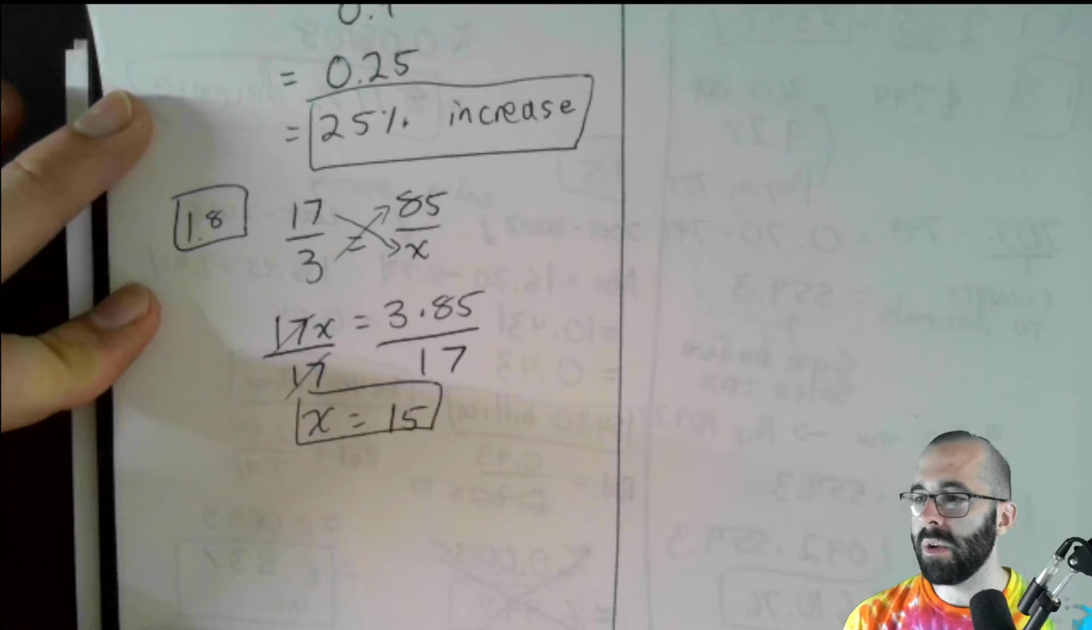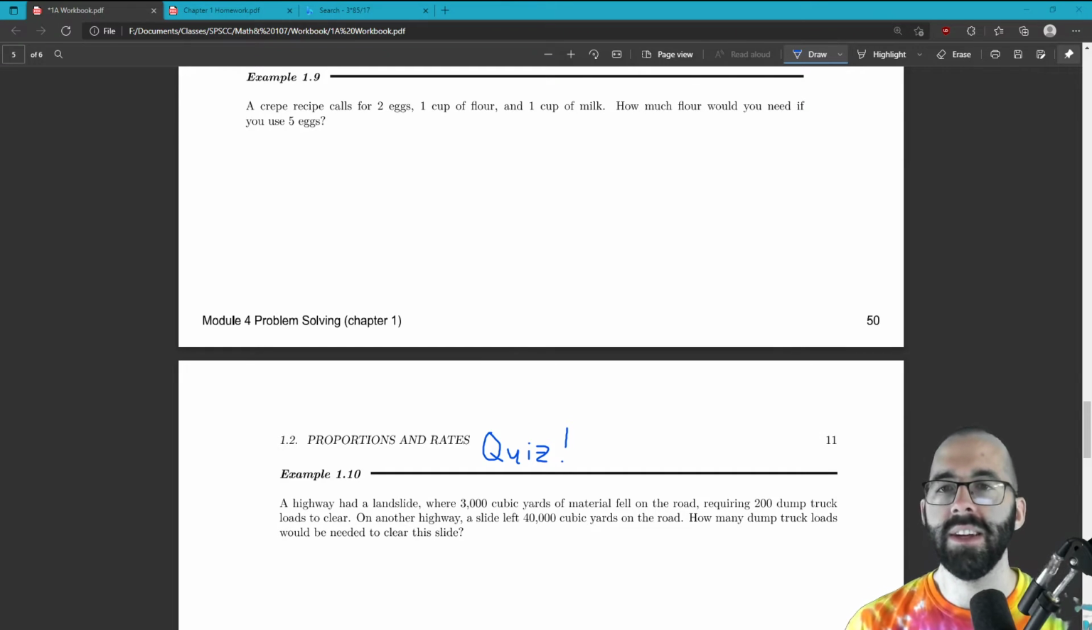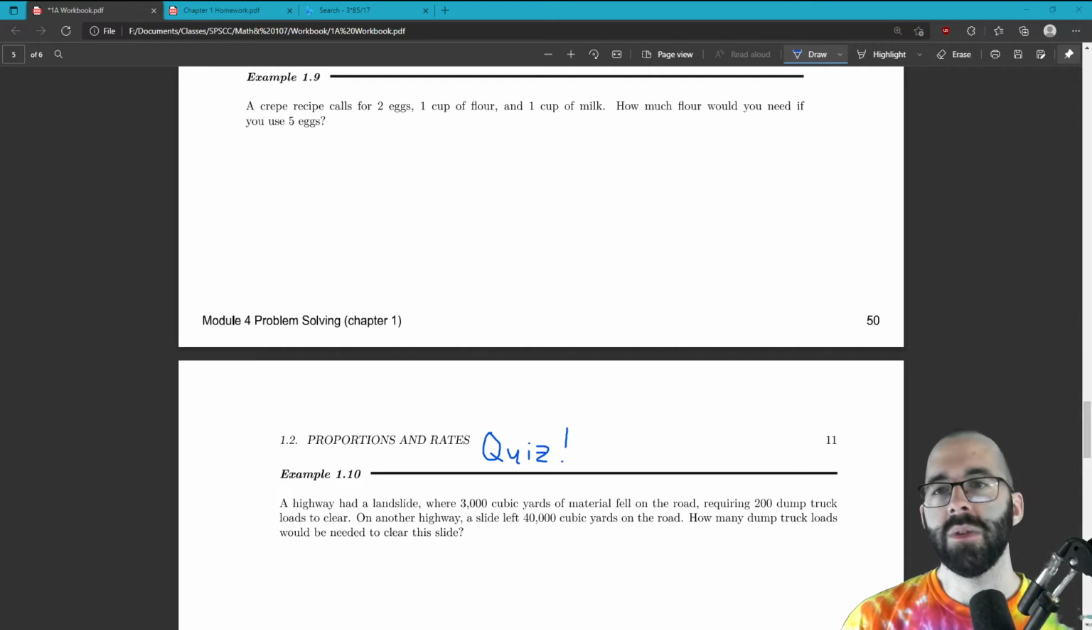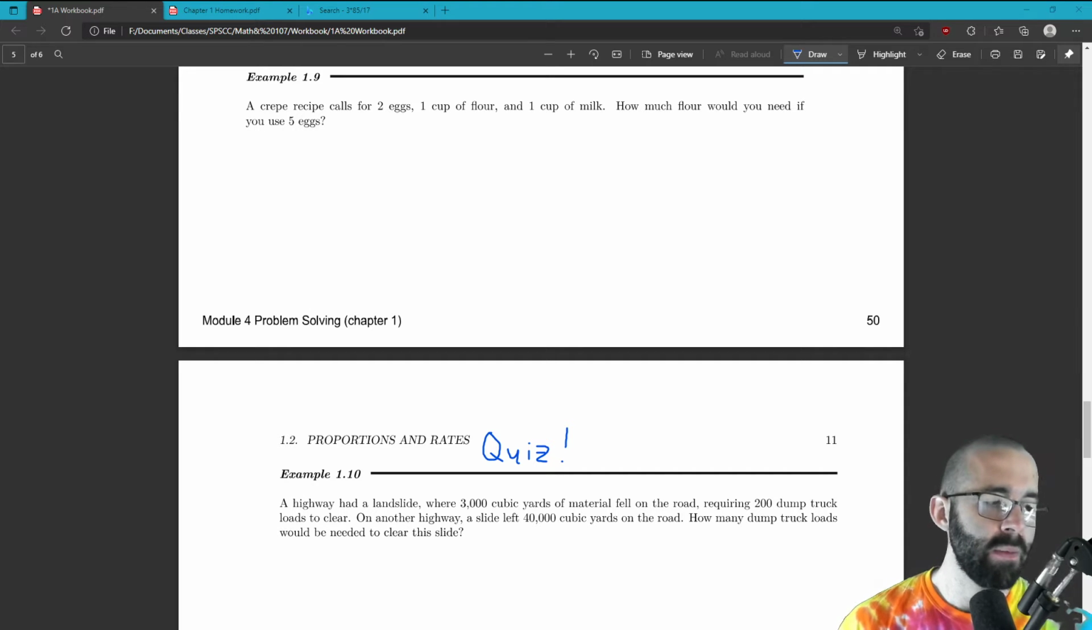1.9. So here we have a crepe recipe. Now I'm hungry. It calls for 2 eggs, 1 cup of flour, and 1 cup of milk. And the question is, let's say you wanted to use all 5 of your eggs that are remaining. How many cups of flour would you need? There's a lot of different ways of solving this problem, and you've probably done a few of them yourself. But we'll set it up with proportions.